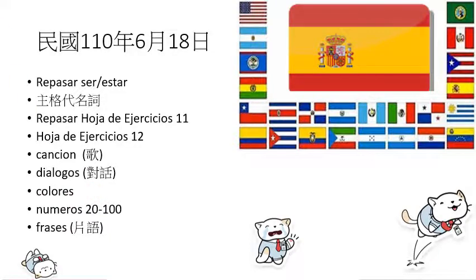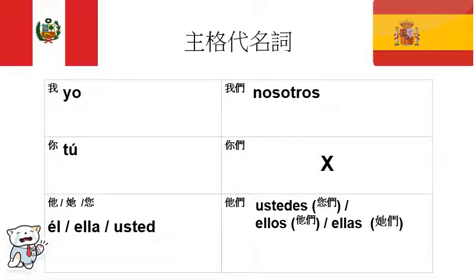Let's get started. Okay, let's review the pronouns, okay? Please say it with me. Yo, tú, él, ella, or usted. Right? Remember, usted is like nin in Spanish. Now, nosotros, ustedes, ellos, ellas. Okay, so please practice saying these, right, and practice writing them too.